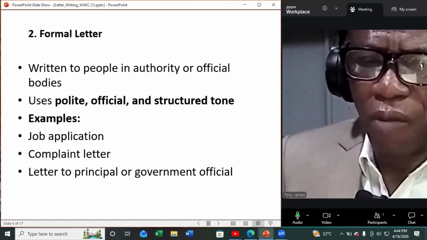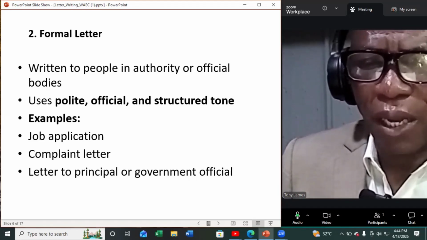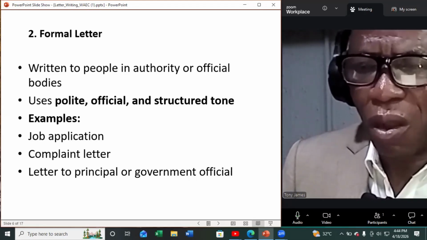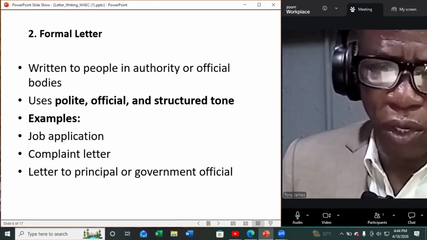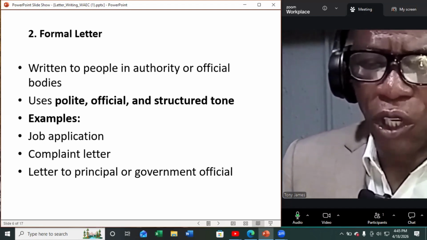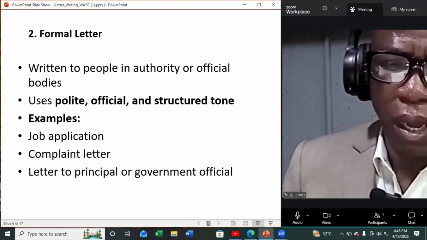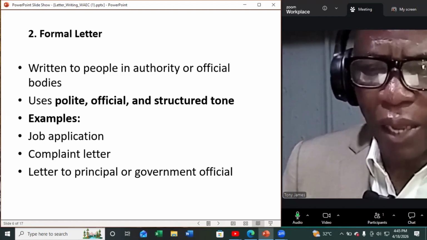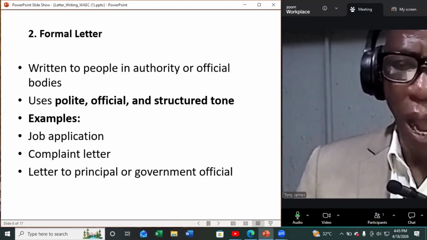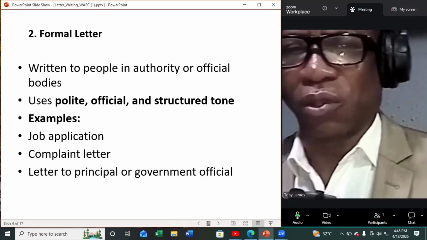Now let's look at formal letter. These are letters written to people in authority or official bodies. And this letter uses a polite, official, or structured tone.